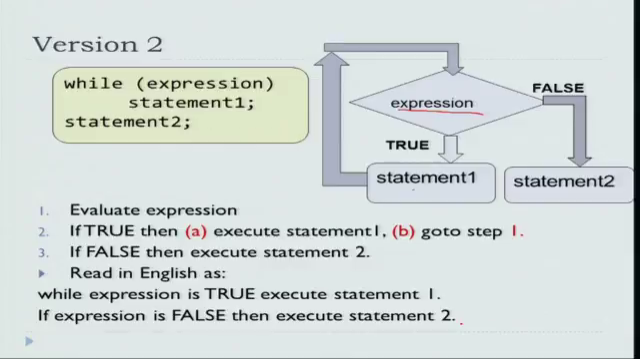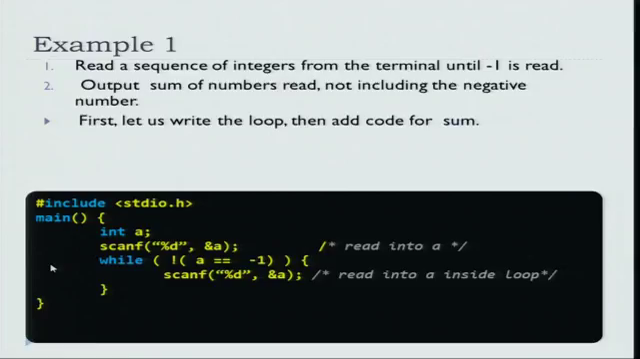The difference from the if condition is that if this was an if block, then if the expression is true, you do statement 1 and you exit out of the if block, and that is not done in the case of a normal while loop. After you execute the statement, you go back to the expression. As long as the expression is true, you keep executing statement 1, and if the expression becomes false, then you execute statement 2.